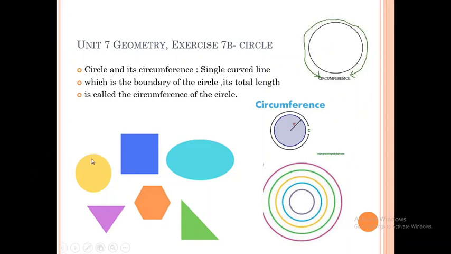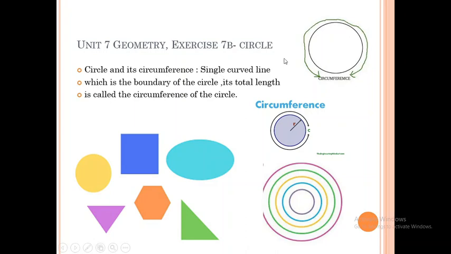See, this is a circle. This is a circular shape, or you can see it is a circle. Not this one, not this one, not this one. These are some other shapes. Now circle and its circumference.